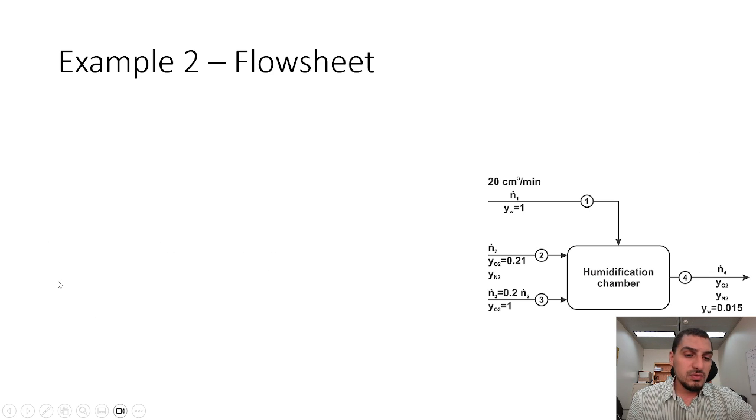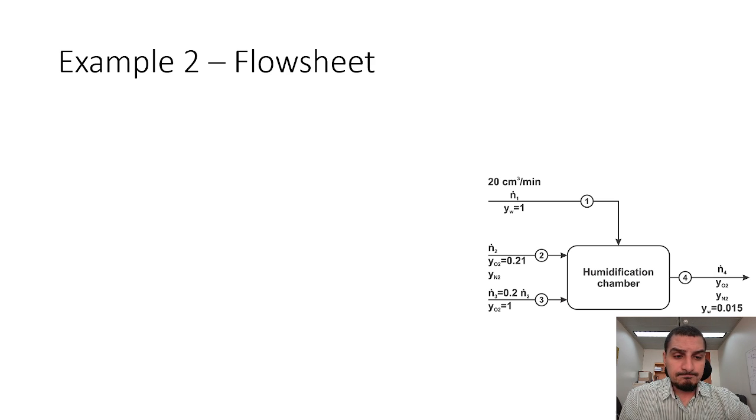So when we do this, this is the flow sheet with all the information that we have, the volumetric flow rate, and I put the numbers for each stream. So 1, 2, 3, and 4. We know the mole fractions. We know this mole fraction. So these are all the information that we have.